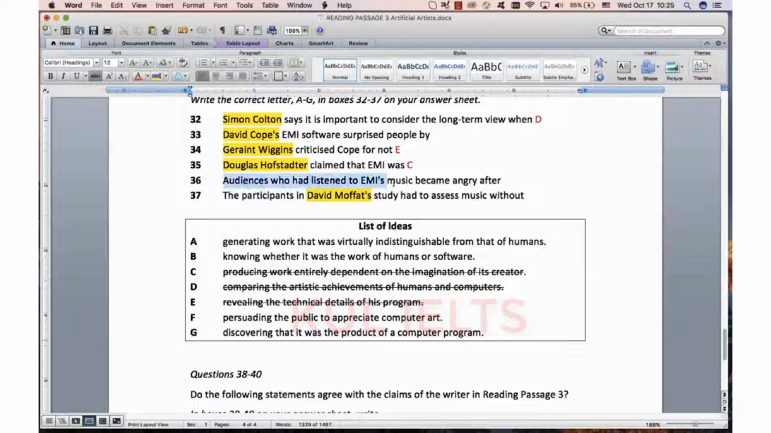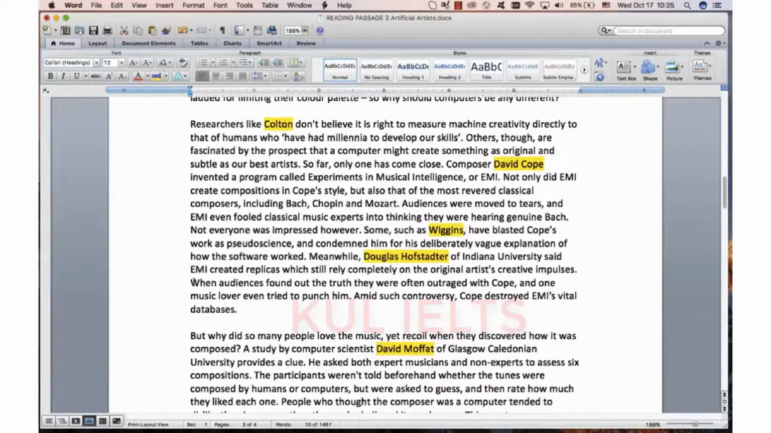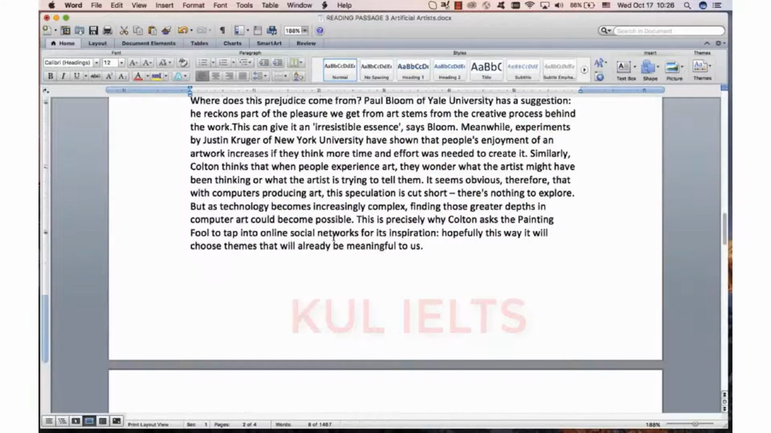The audiences became angry after. When did the audiences become angry? Here's audiences here. When they found out the truth, they were outraged, and one even tried to punch him. So they became angry, outraged, punched when they found out the truth. Now you need to know what is the truth. The truth is, and for this it's a bit difficult, the truth is that this program created the music and the people thought it was created by real people.